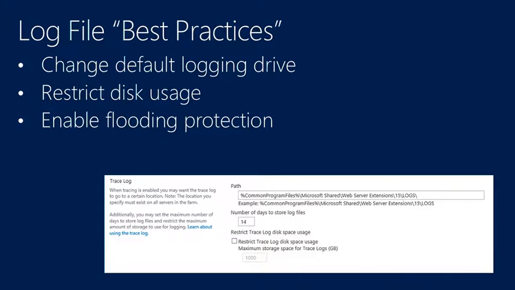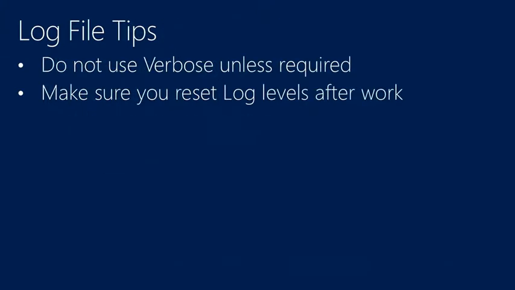You can also enable event log flooding protection, which means that you won't get flooded with repeating events in the Windows event log, and it'll suppress any duplicate events based on some conditions. Log file tips: do not use verbose unless you actually require it. It means you take more time going through it than you will getting anything of benefit out of it generally. And finally, if you do use verbose, make sure you reset log levels after you've done your work. I think Clear-SPLogLevel is the command that does that in PowerShell. That'll reset everything back to the default levels once you finish playing with them.